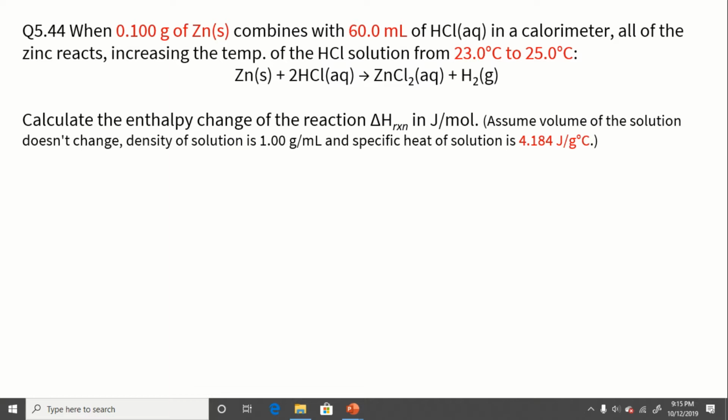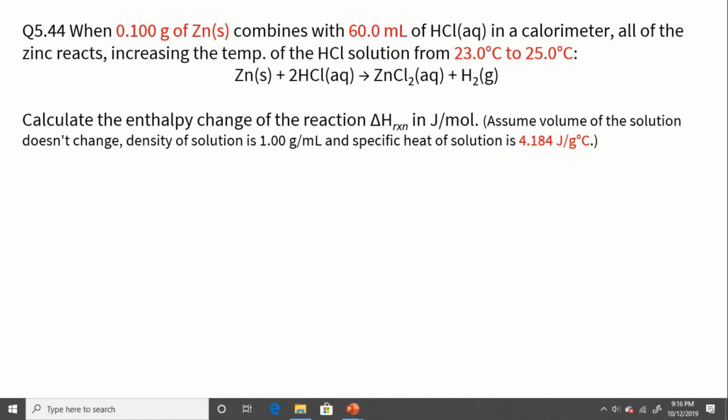And now here's the important part. Assume the volume of the solution doesn't change, so 60 milliliters. And yes, it's an aqueous HCl solution, but for the purpose of this experiment and this calculation, the specific heat is going to be the specific heat of water because it's an aqueous-based solution. And so the water is the majority of that solution. It's just very little HCl in there. So I need to find the heat, the energy that the water absorbed, and that would be the heat that was produced when zinc reacted with HCl.